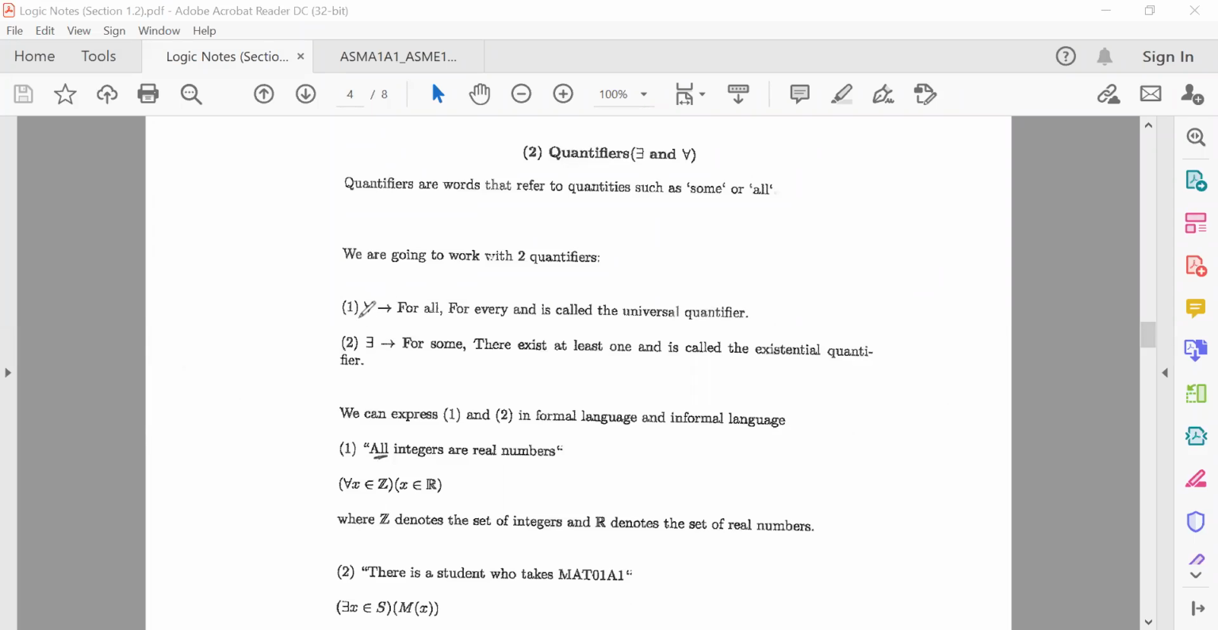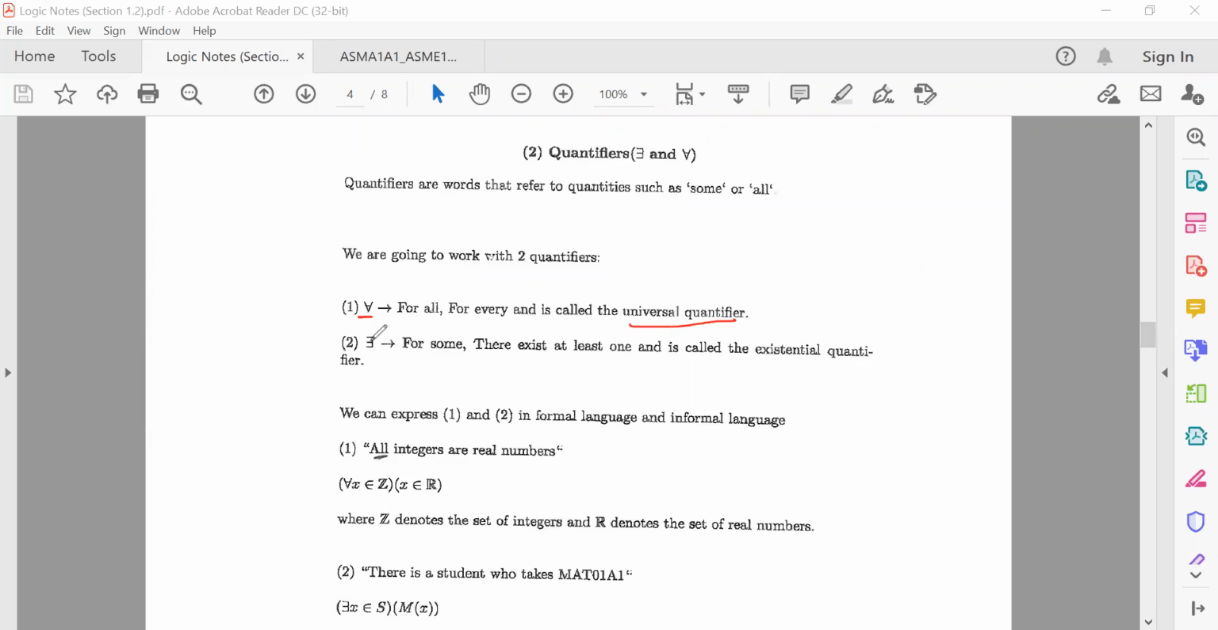So for the 2 types we're looking at, this first one here is like the upside down A. All right. It says for all or for every. So when I say universal, it means I'm looking at the whole set. So everything. All right. And we call it universal quantifier.